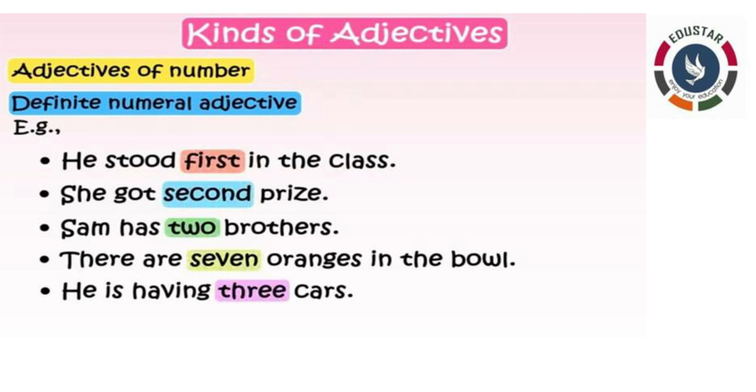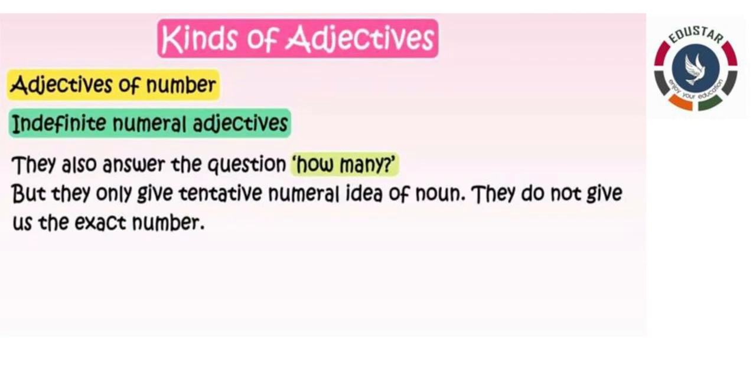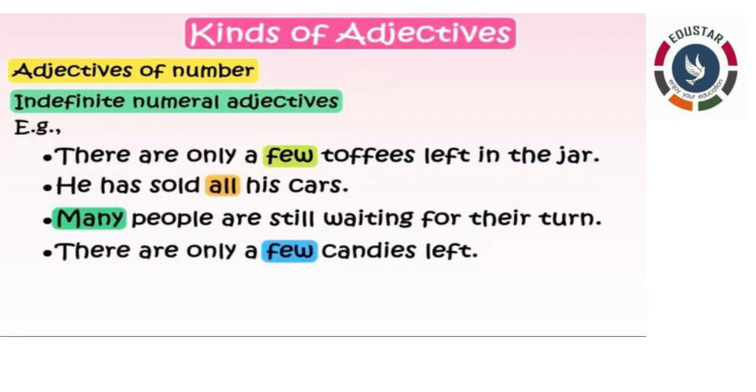Now, let us see what indefinite numeral adjectives are. Indefinite numeral adjectives also answer the question how many. But the difference is that they don't give us the exact number. Okay? For example, there are only a few toffees left in the jar.